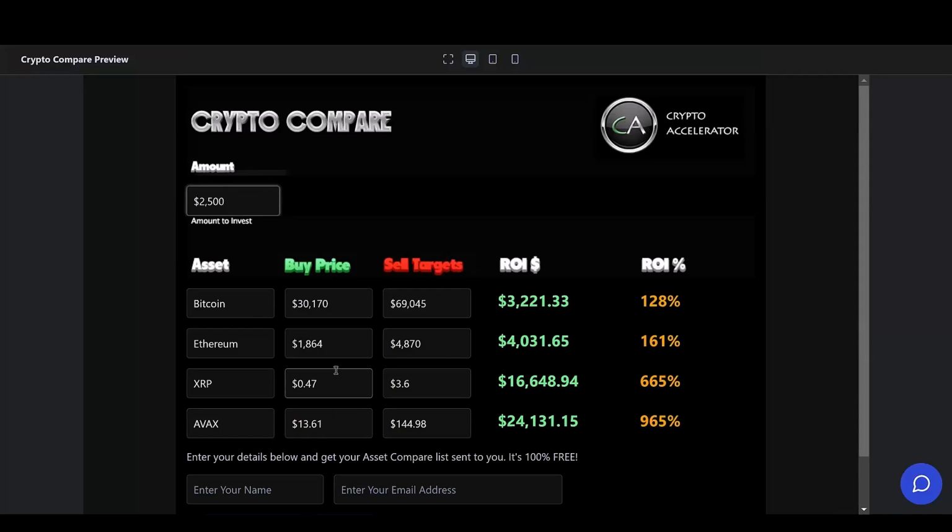And right now, as the market sits, if you were to invest 2,500 into Bitcoin or Ethereum, you're going to be down 20 grand. At least XRP gets you 16,000, but you're still down. What is it, $8,000? Damn, that's impressive for AVAX. Again, that's the Crypto Compare tool. That'll be in the members area. I think that's a good solid comparison on 4 assets and where they sit right now.